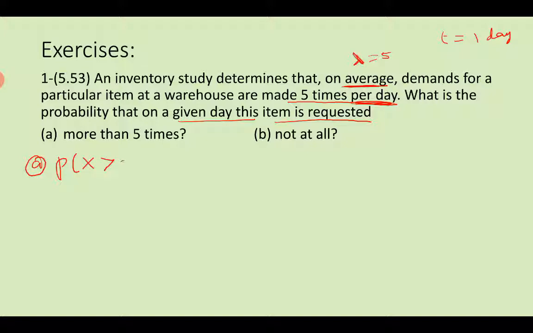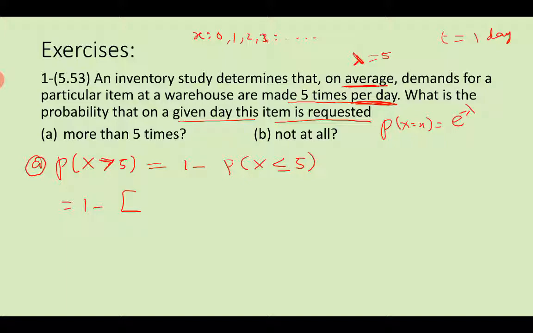We want the probability of x greater than 5, and we know in Poisson cases x starts from 0 and will not end at 5, it will go to infinity. So x greater than 5, if you start counting from 6, where would you end? You will not end. So the other way is 1 minus the probability of x less than or equal to 5. First write the formula. The probability of x equal to small x is e raised to minus lambda, lambda to the power x, divided by x factorial, since t is 1. Lambda is given as 5.